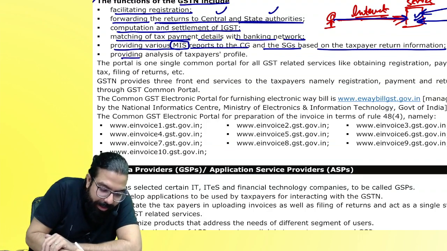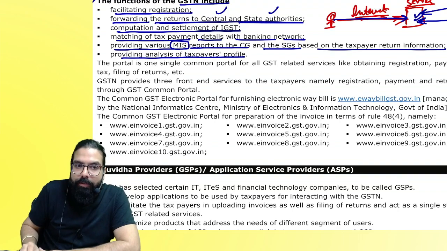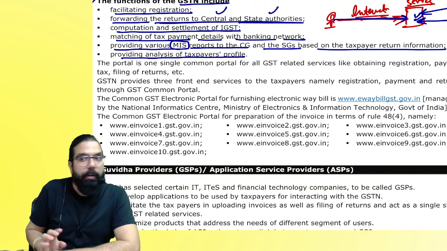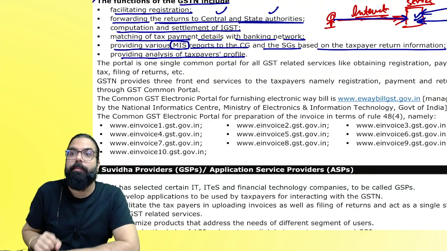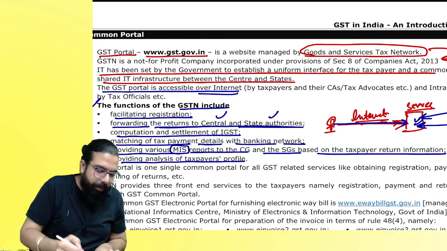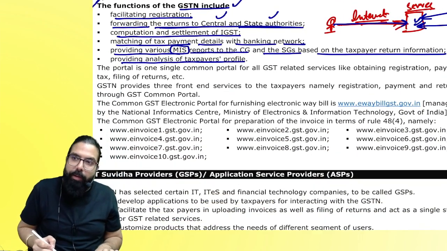Next, providing analysis of taxpayer's profile. Sir, this person is a very risky person. This person is doing something wrong. Analysis about a taxpayer's profile will be provided by whom? GSTN. Can I go ahead, everyone?